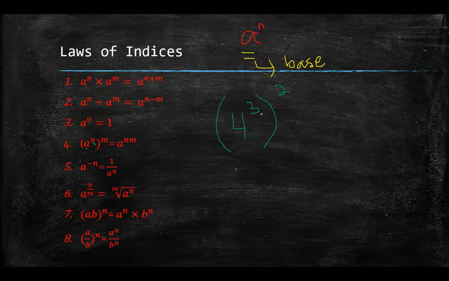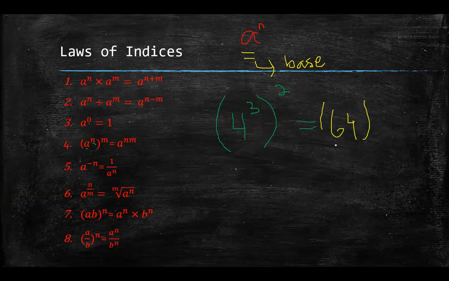So 4 raised to the power of 3, whatever number I get there, when I square it, so let me do it now. 4 to the power of 3, that's 64, right? So 4 to the power of 3 is 64. And then 64 squared. I'm just using this example to help you understand it. So 64 squared, that's 4,096, right?